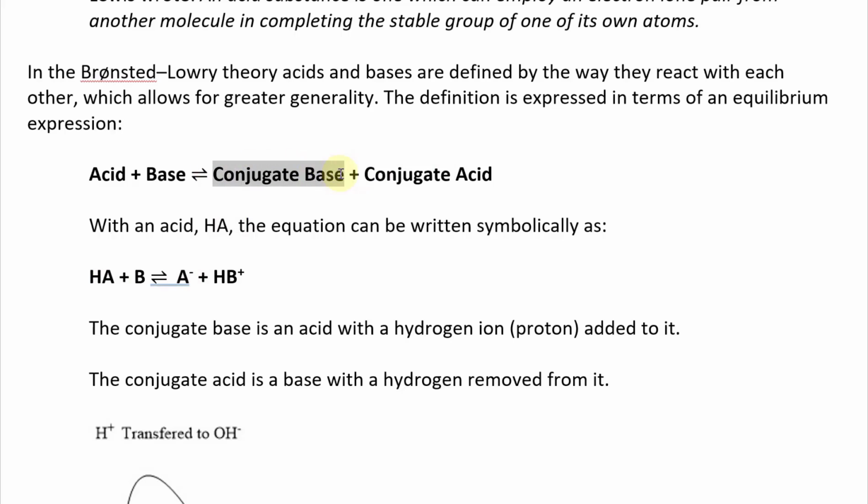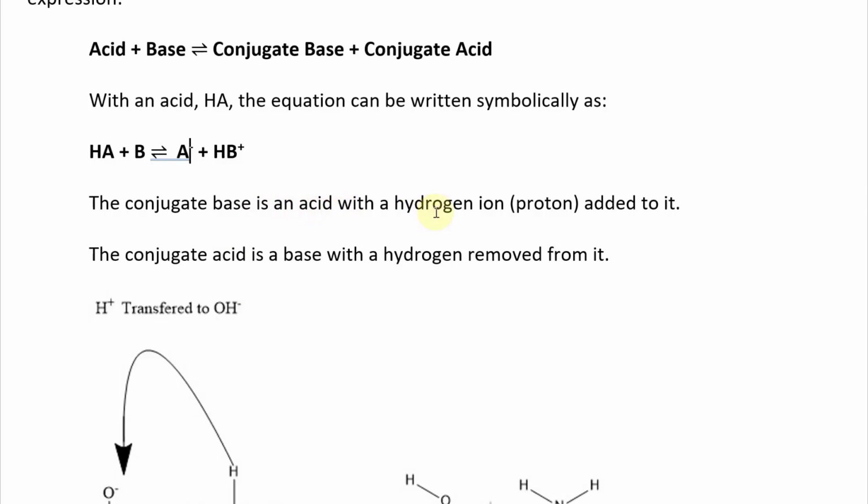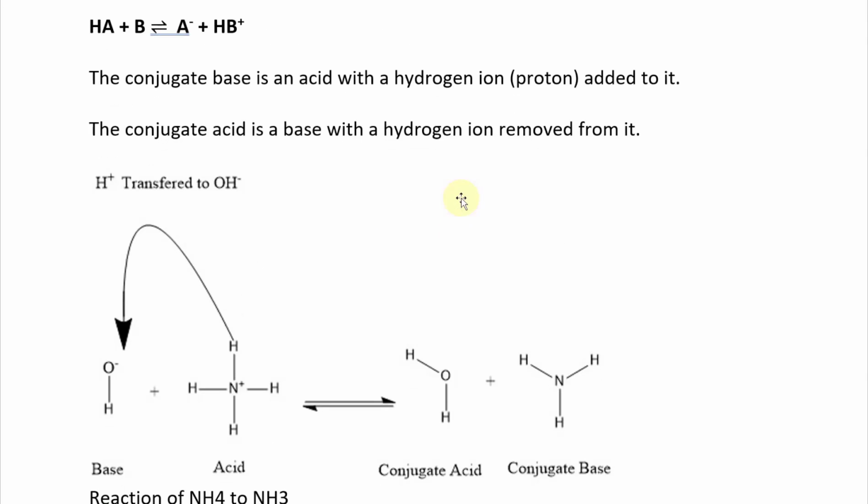So now it's acting like a base because now it wants to pick up a proton or a hydrogen, and then this base, once it picks up the hydrogen, so this hydrogen goes here. It goes there, so now you have an HB plus, so it becomes more positive. And now it's more positive than it naturally is, so it wants to lose that, so it wants to become like an acid. So in other words, this acid and this base become a base and an acid. So the conjugate base is an acid with a hydrogen ion, a proton, removed from it. And the conjugate acid is a base with a hydrogen ion added to it. So yes, very interesting.